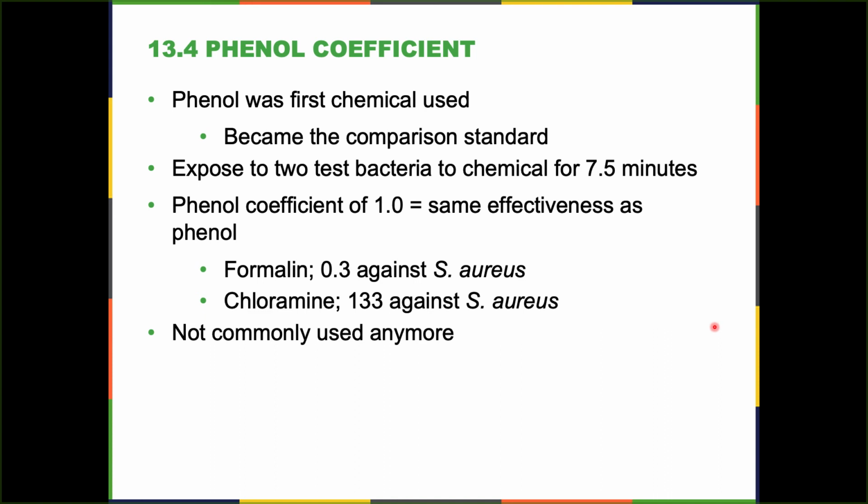Whereas phenol is 1, right? So if it's the same as phenol, then you would say that's 1. If it's lower than 1, it's not as good as phenol. If it's higher than 1, it's better than phenol, right? So for example, against Staph aureus, formalin has a phenol coefficient of 0.3, which means it's probably not something you want to use. The Staph aureus is the microbe of interest, whereas chloramine has a phenol coefficient of 133. So if Staph aureus is the microbe that you're concerned about, chloramine would be the better choice. And warning, here comes some more math.